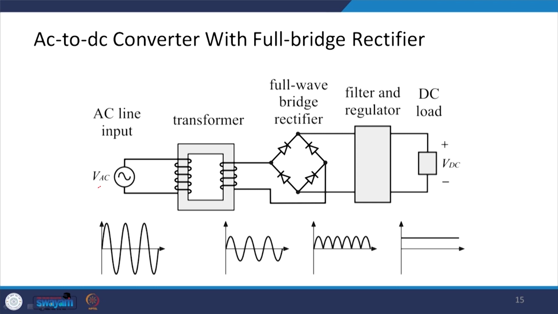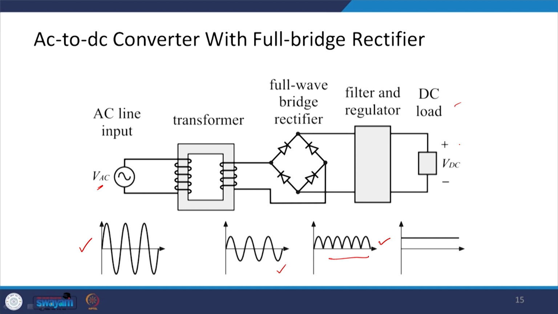So, I have an AC line input, say VAC, this is the nature of the input supply. I have a step down transformer here, so the voltage is reduced with the help of the transformer. Now, the secondary winding of the transformer is connected through diodes, and these diodes rectify it, and then there are filters and regulators, and this filter and regulator gives us the constant voltage, that is the constant voltage which can be obtained across the DC load.